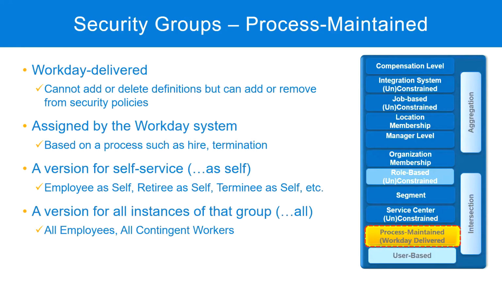Now what happens in a process-maintained security group? And what are the two types of process-maintained security groups? Two versions. One is a self-version. Examples are employee as self, contingent worker as self, retiree as self, terminee as self, and so on. And the other is a version which says all instances of that group, for example all employees, all contingent workers, all retirees, all terminees, etc. So that is the other version of the process-maintained security group.